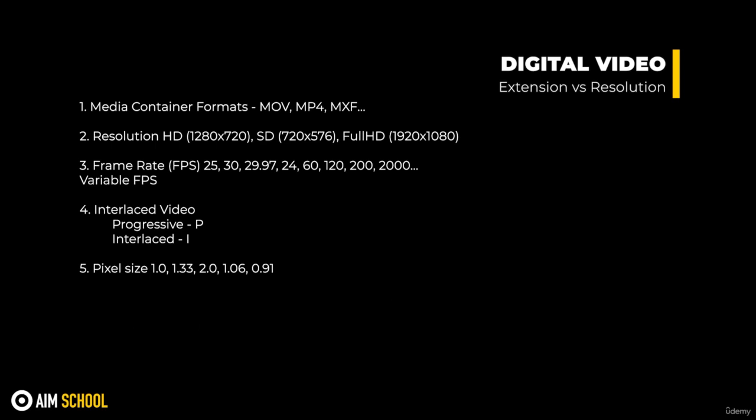On RED, if you also shoot an anamorphic image, a pixel aspect ratio of 2.0 is used to compress this image. DVPAL uses a pixel of 1.06. The aspect ratio of NTSC, the old TV format, is 0.91. Finally, there are different options that you need to take into account when editing and know about their existence.